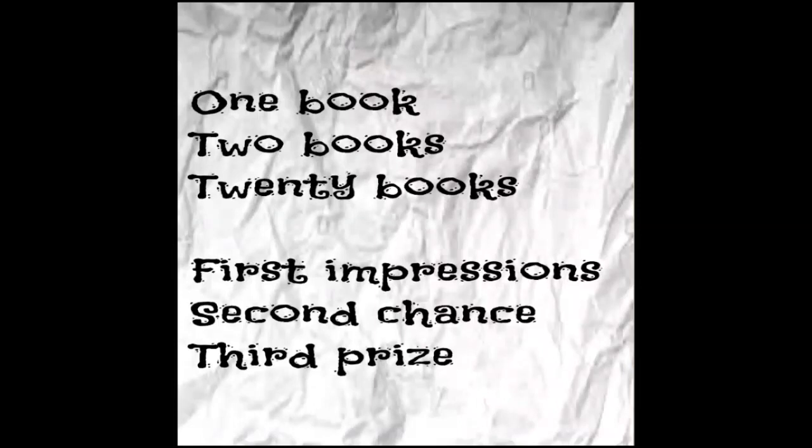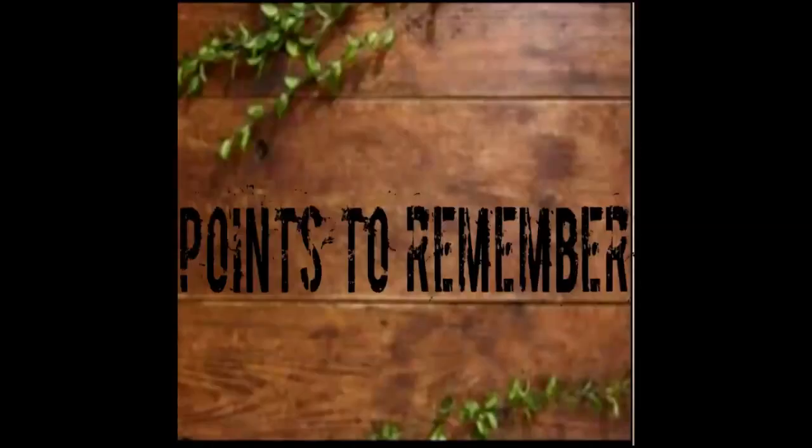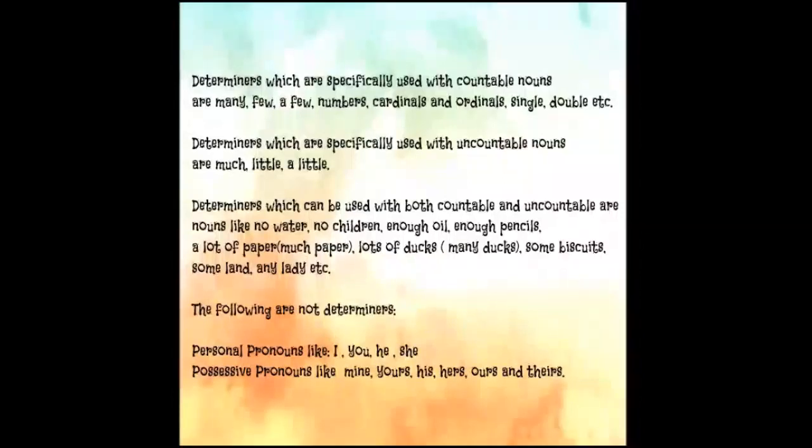Children, there are points to remember. Determiners which are specifically used with countable nouns are many, few, a few, numbers, cardinals and ordinals, both, single, double, etc. Determiners which are specifically used with uncountable nouns are much, little, a little. Determiners which can be used with both countable and uncountable nouns are like no water, no children, enough oil, enough pencils, a lot of paper. Of course, we can say much paper, lots of ducks. We can also say many ducks, some biscuits, some land, any lady.